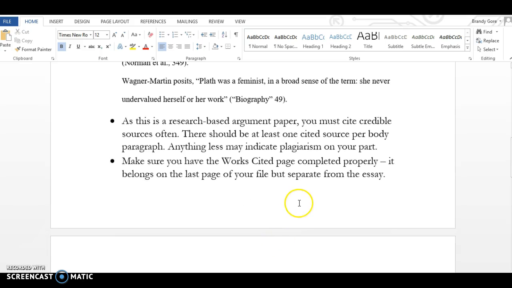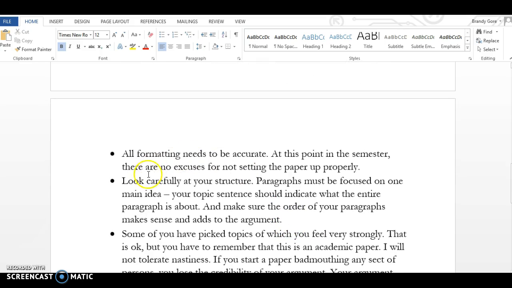Make sure you have the works cited page completed properly. Okay, so this is on the last page of your file, but it's separate from the essay. So maybe your essay ends on page 4. Hit the enter button until you get down to page 5 for your works cited.